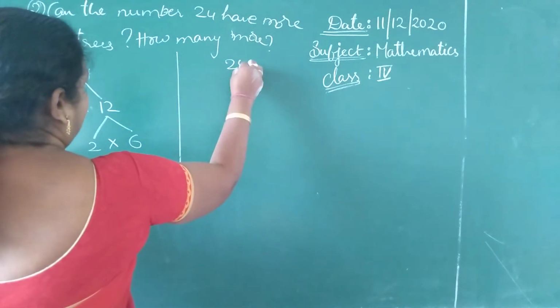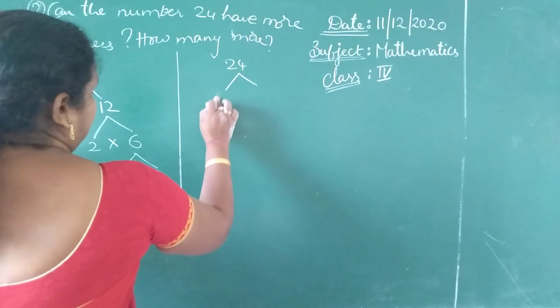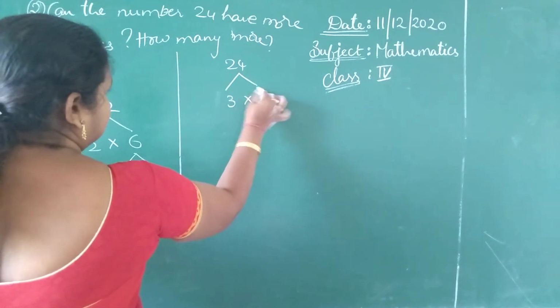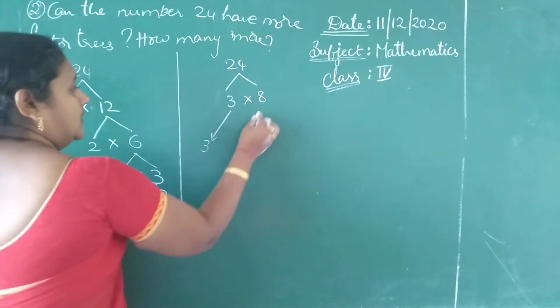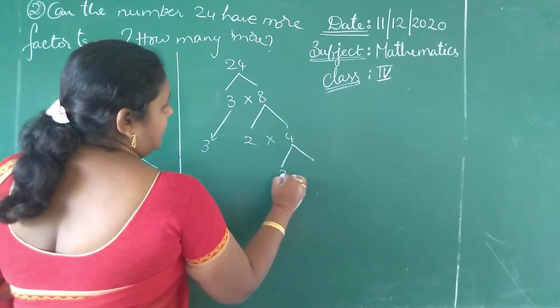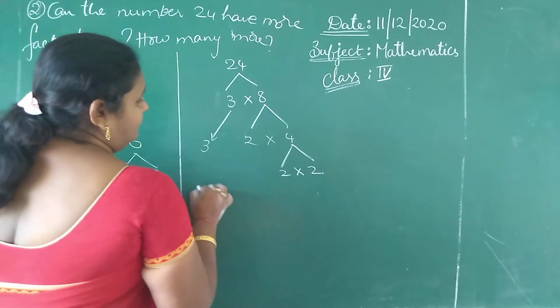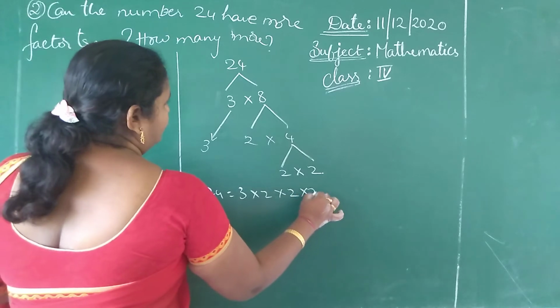Next, 24 can be written as 3 8s are 24. Yes? 3 can be written as usual 3. Next, 8 can be written as 2 into 4. 4 can be written as 2 into 2. So simply 24 can be written as 3 into 2 into 2 into 2.